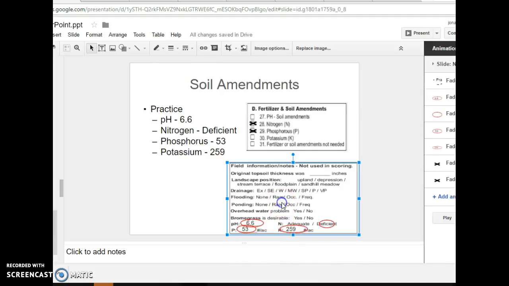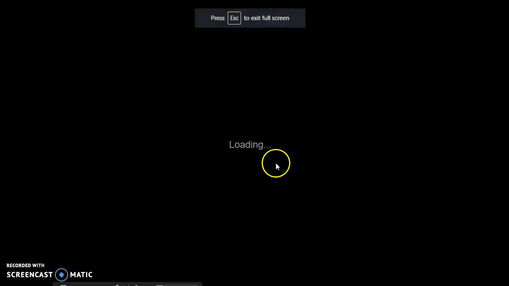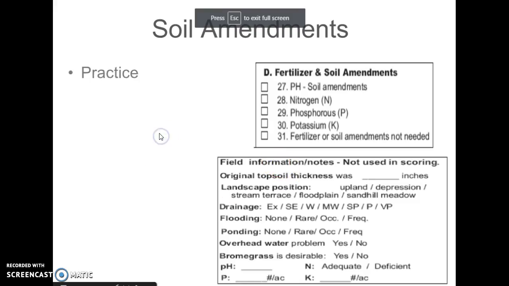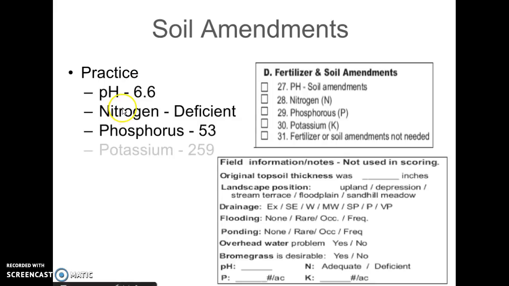As an example, what we're going to give you is here. I'm going to move all this stuff up a little because it looks like it was cutting it out on the slide, so we're just going to move it up just a little, and we're going to give you an example. For practice, if you have a pH of 6.6, a nitrogen that is deficient, a phosphorus that is 53, and a potassium that is 259.